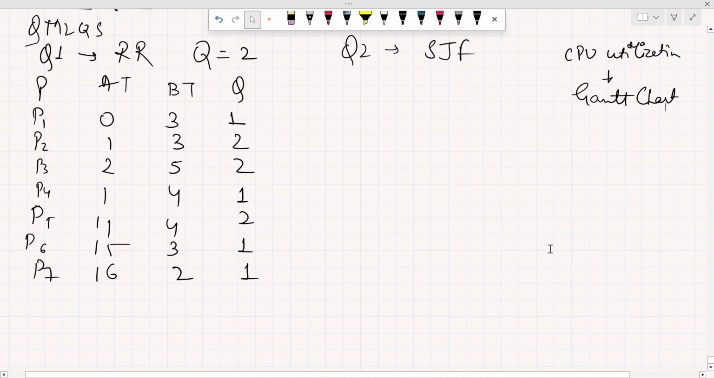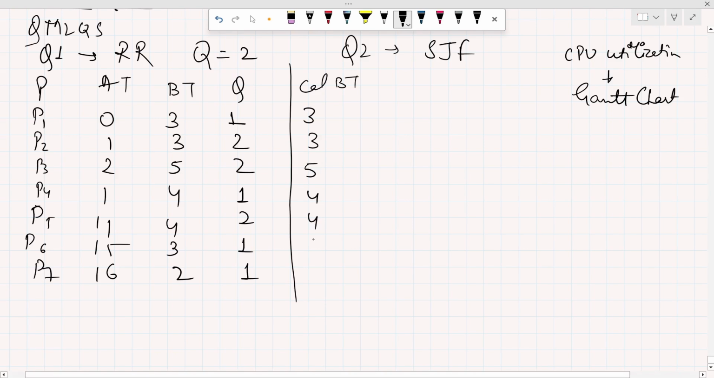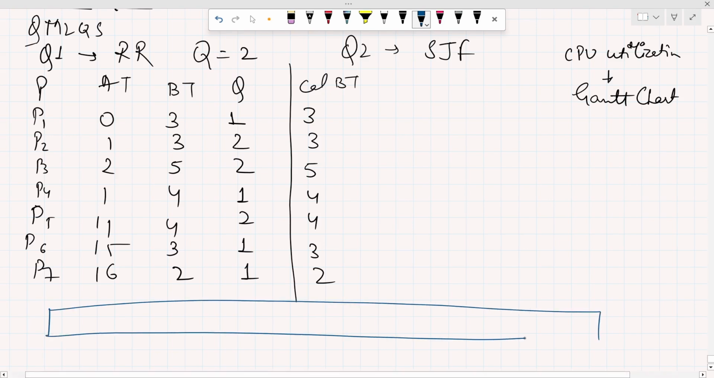With so many processes and round robin, it means a preemptive type of process. So we need a calculation table as well. The burst time calculation we do here: 3, 3, 5, 4, 4, 3 and 2. Now we have to solve this question. First of all, we have to make a Gantt chart, and the chart starts from 0.